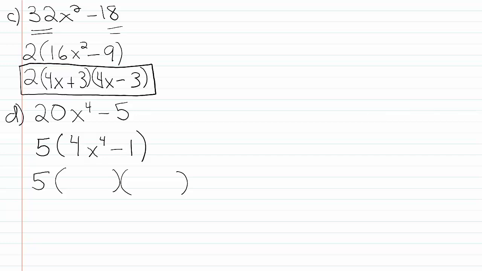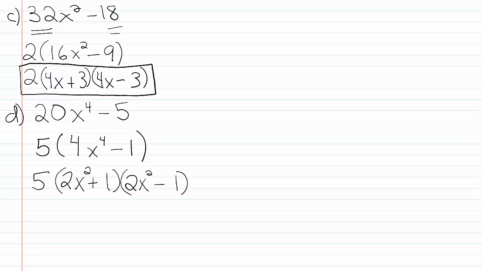Okay, so the 4 will be broken up into 2 and 2, right? Because the square root of 4 is 2. The square root of x to the 4th is x squared and x squared. And the square root of 1 is 1. So we'll put 1 in each of the parentheses in the back end of the parenthesis. And then, of course, we put the plus and minus sign in.